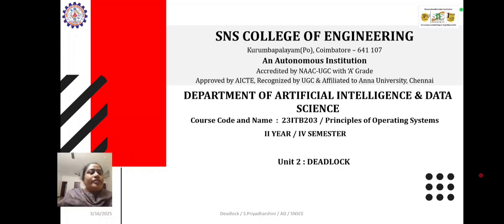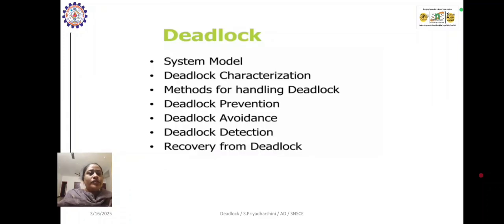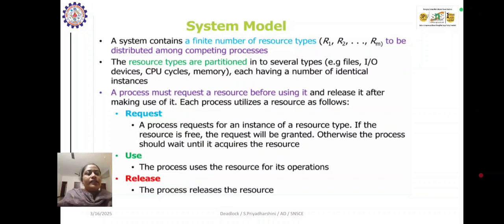Today let's dwell into the topic deadlock in operating system. Deadlock is an important topic comparatively in operating system. So the objectives of this video are to find what is a system model, to characterize what is deadlock and the methods for handling these deadlock. So in that, how are we going to prevent or avoid or detect and then get recovery from those deadlock. So this is about the objective. So let's get deeper into that.